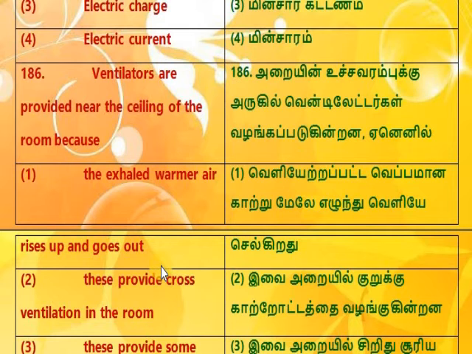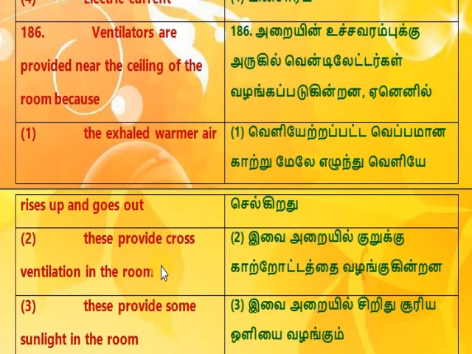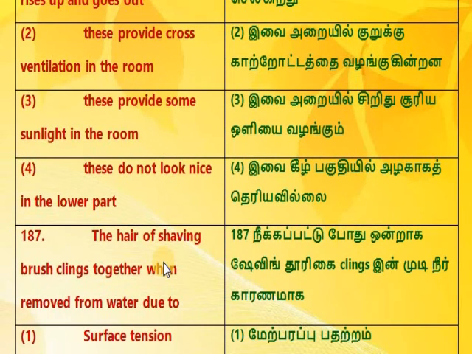186. Ventilators are provided near the ceiling of the room because 1. The exhaled warmer air rises up and goes out. 2. These provide cross-ventilation in the room. 3. These provide some sunlight in the room. 4. These do not look nice in the lower part.